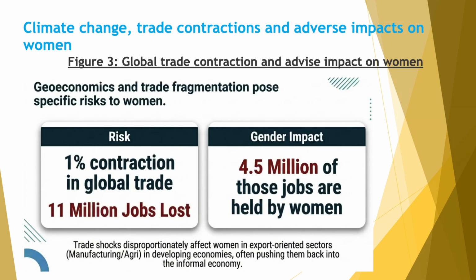Okay, here we see that a 1% contraction in global trade means 11 million jobs lost, and 4.5 million of those jobs are held by women. So these trade shocks disproportionately affect women in export-oriented sectors, manufacturing or agriculture, in developing economies, often pushing them back into the informal economy.